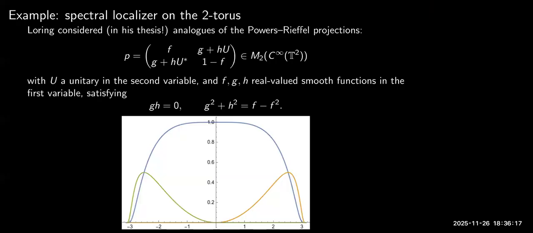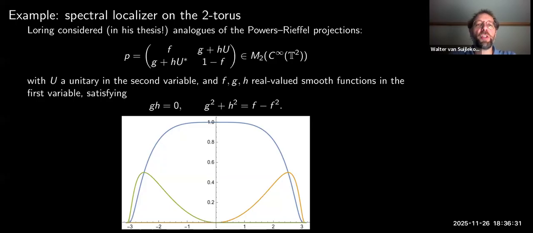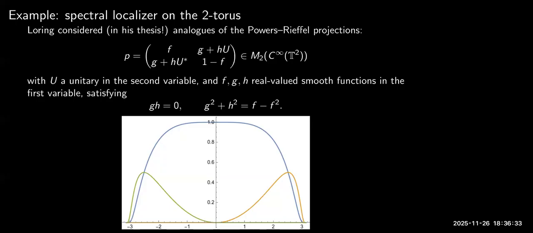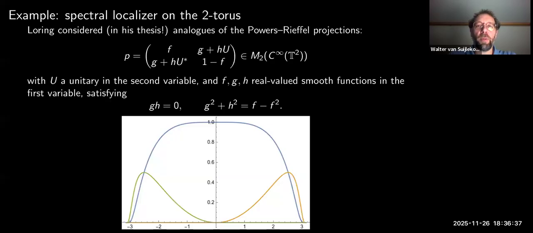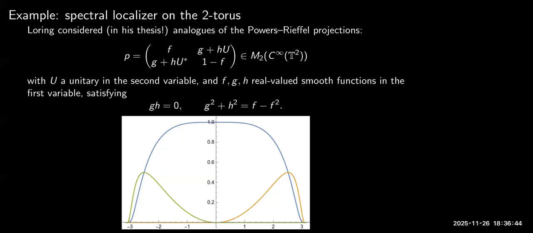Sorry, may I briefly interrupt you, because this is very interesting for me. In what sense are they analogs of the Powers-Rieffel projection? How do you see the Powers-Rieffel projection in this 2 by 2 matrix? So Powers-Rieffel also has the f, g, and h functions. This I know, yes. And they satisfy the same properties, except that there you don't need to work with 2 by 2 matrices. You write it directly on the algebra, but otherwise they satisfy the same properties. So that's what I mean.